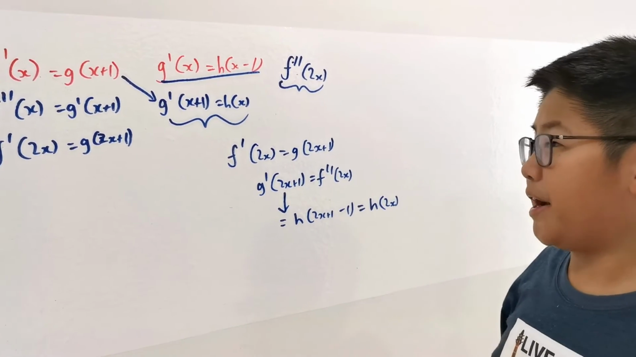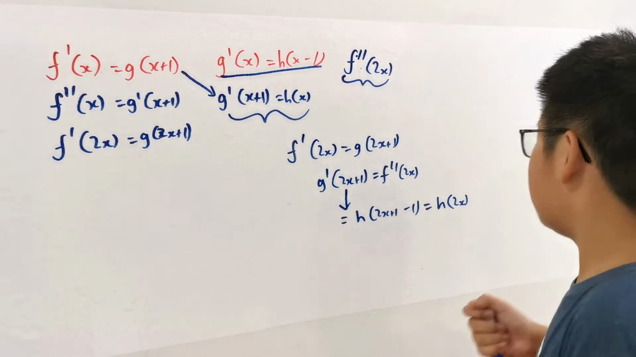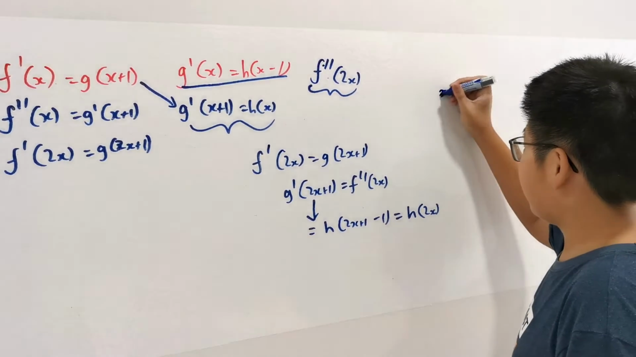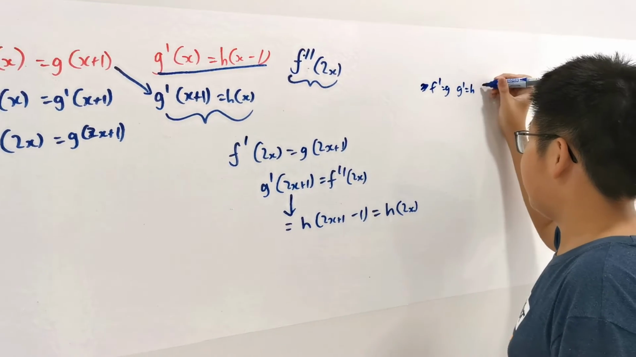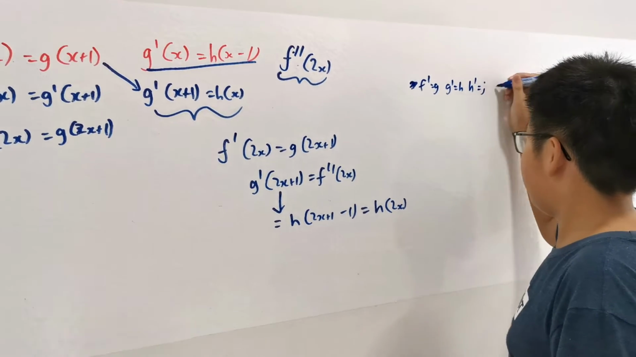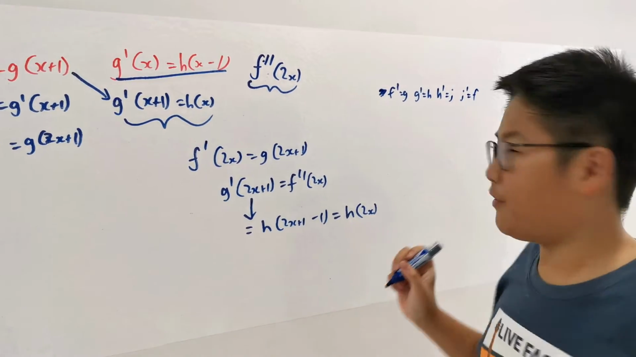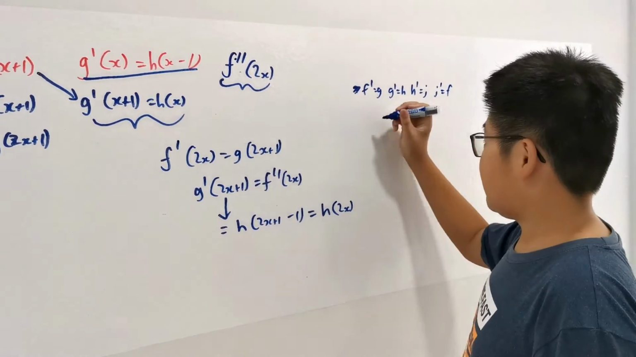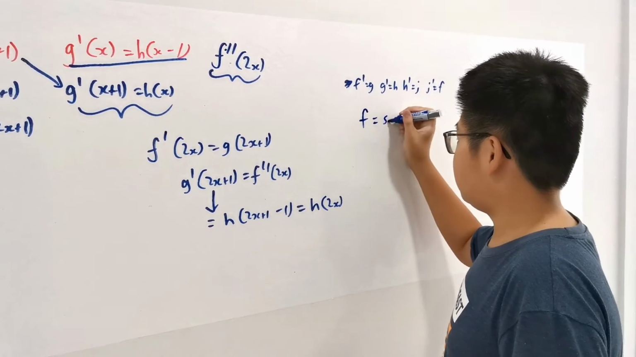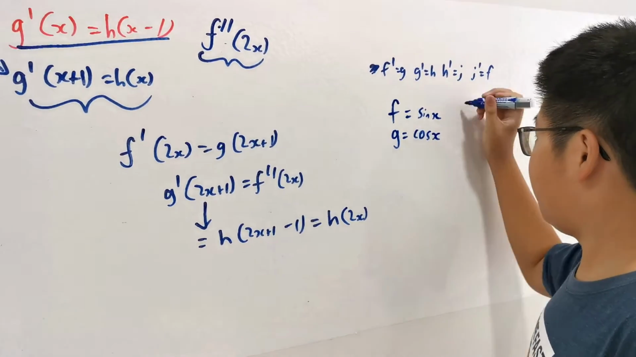Miraculous, huh? Well, we often encounter these kinds of equations in differential equations, like f prime equals g, g prime equals h, h prime equals j, and j prime equals f. Can you work out these four functions? This is a very simple differential equation. And you can see that f equals sine x. This is not the only possible solution, but it's the simplest possible.